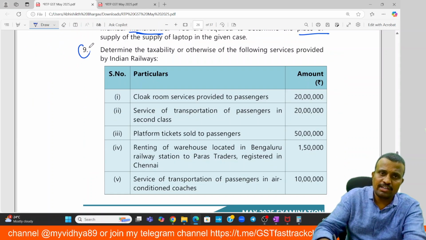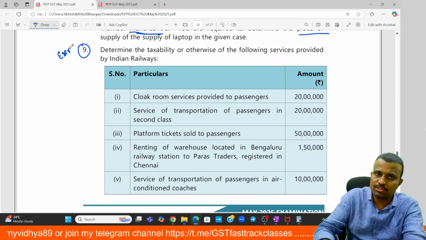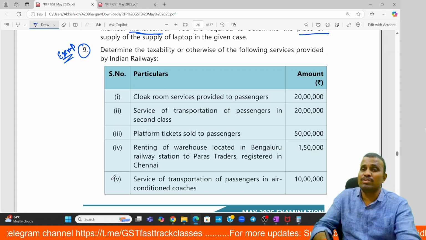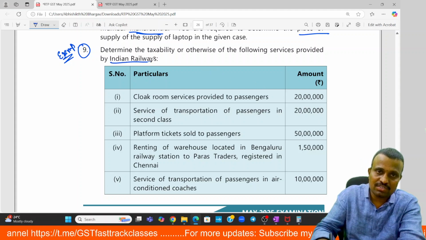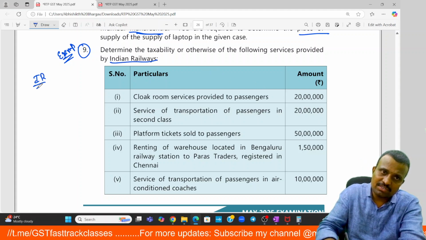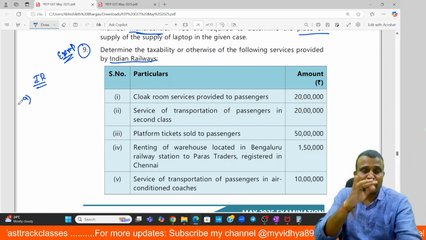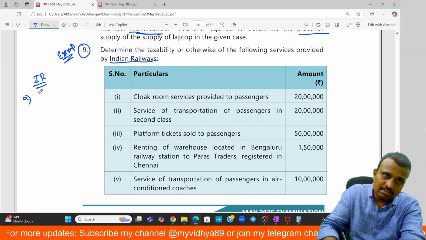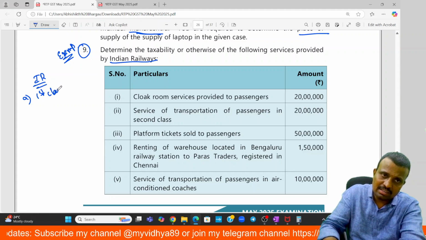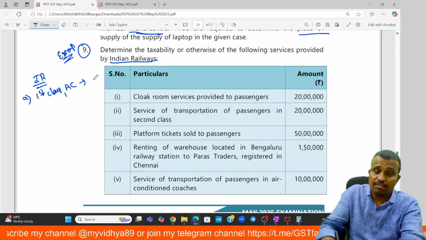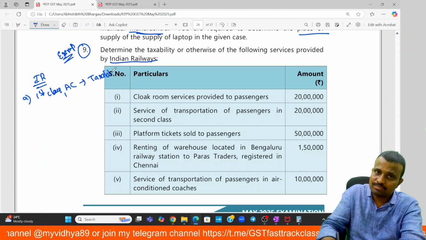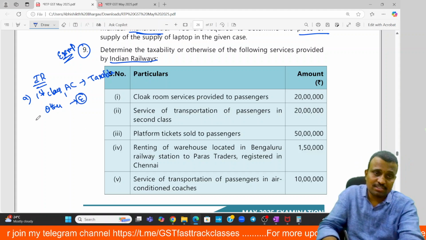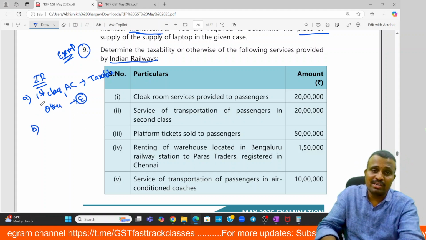So this is also relating to one of the important topics relating to exemptions. Determine the taxability or otherwise of the following services provided by Indian Railways. Coming to the Indian Railways, first, any services provided by the Indian Railways by way of transportation of passengers other than first class and AC coach. First class and AC coach are taxable, but other classes are exempted. And there is a new amendment.